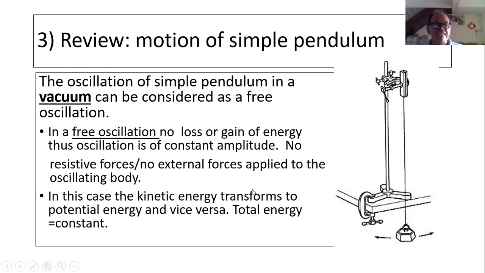In this case, it's just kinetic energy transformed to potential energy and potential to kinetic. The total energy of the system is constant. When we use total energy, we usually think of it as mechanical energy, not the total energy that includes work done against friction. We are not including that. We are only saying total energy of the system. So the system is the oscillating pendulum, changing between kinetic and potential.